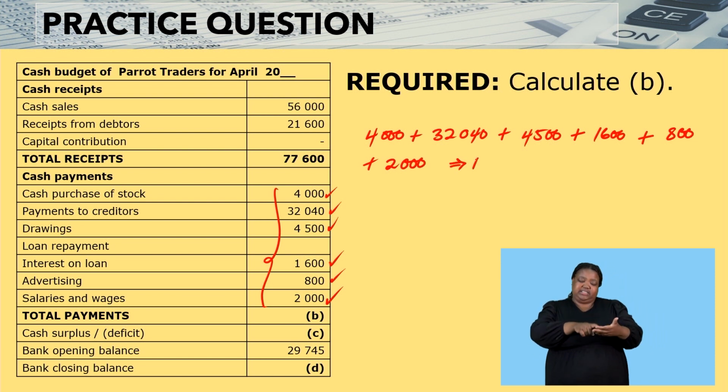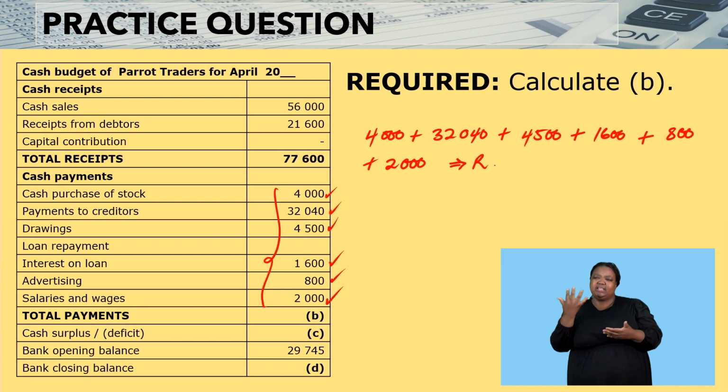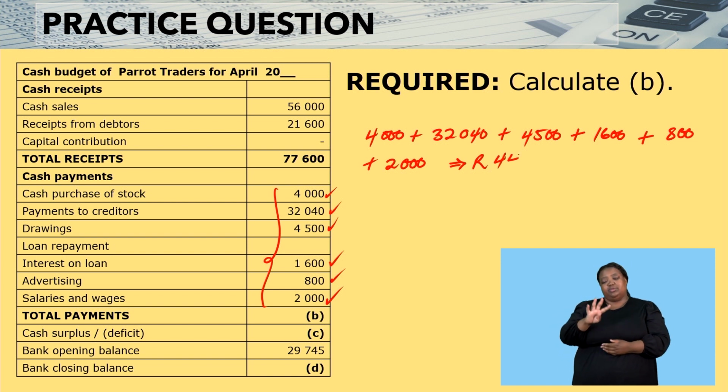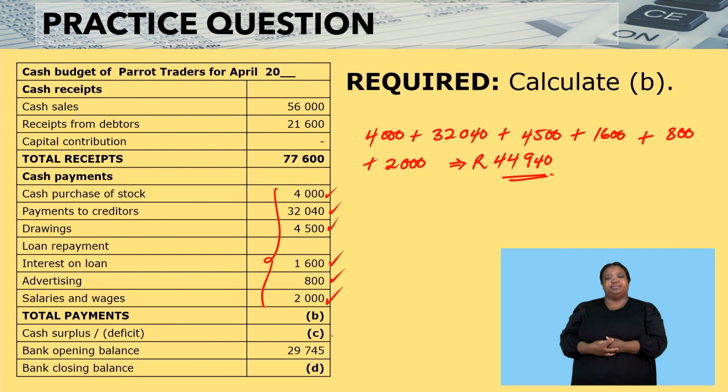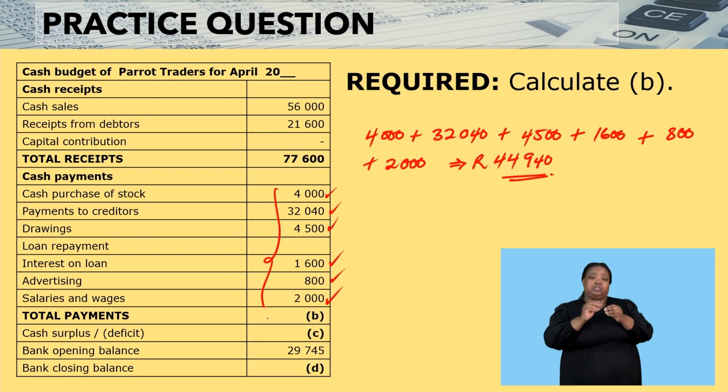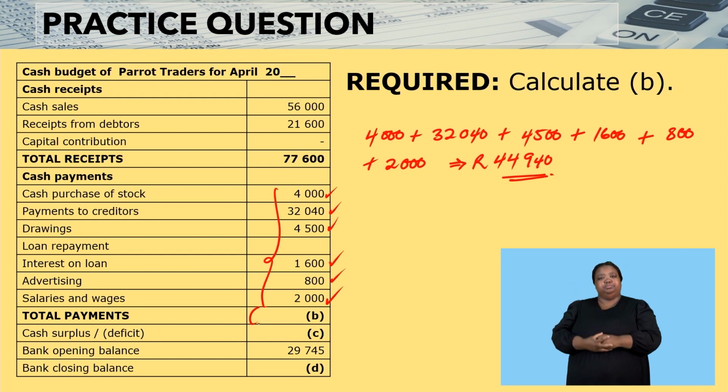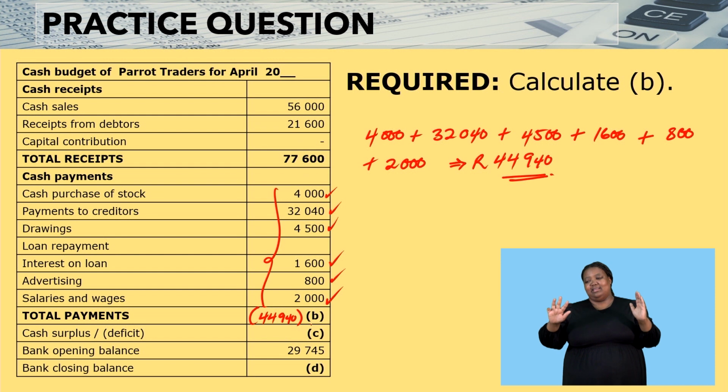Please punch that in the calculator. Tell me, how much do you get? All right, you get 44,940. That becomes total payments. So I would bring it here in brackets, 44,940. I know that my payments must be in brackets.